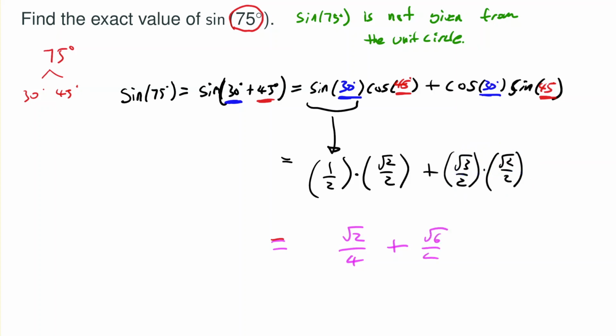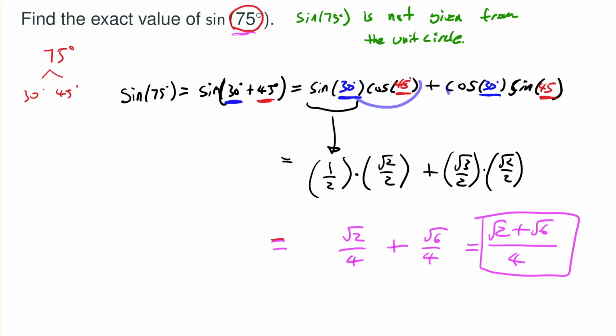Square root 6 over 4. And since we have a common denominator of 4, we can write it in one fraction, square root 2 plus square root 6 over 4. And this is as simple as we can simplify. We cannot write this as square root of 8. Right? Square root doesn't work that way. So this is as simple as we can write it here. So remember, 75 degrees is not on the unit circle. So we find two angles that are on the unit circle. So we can apply the sum and difference formula, and we can find each of these from the unit circle.